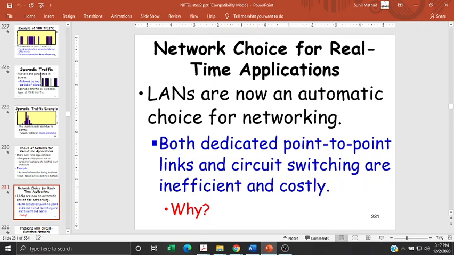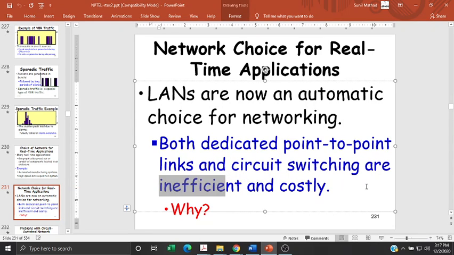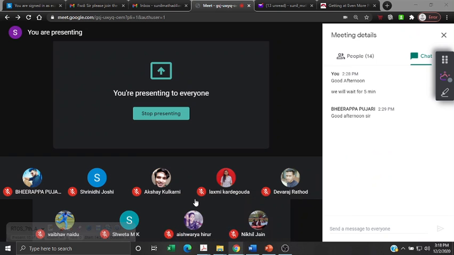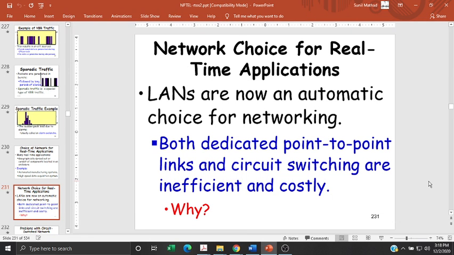Can anybody elaborate upon circuit switching and packet switching before we go to the next slide, so that I can explain what the inefficiency and cost are? Anyone? So how many people are there now? 14. Fine. Okay then.